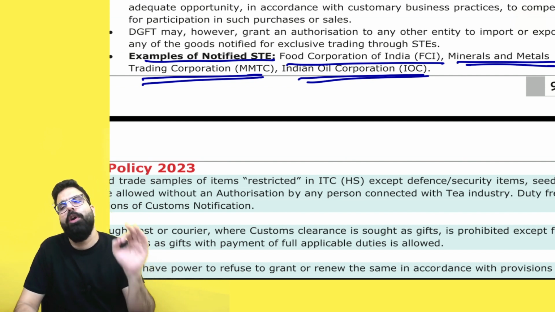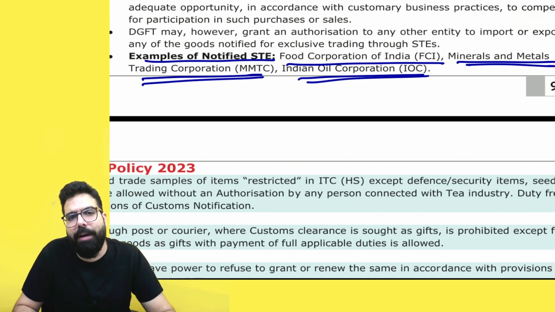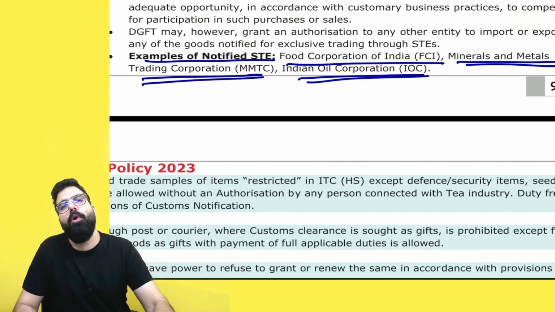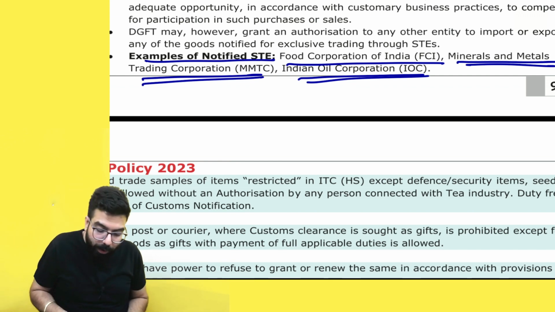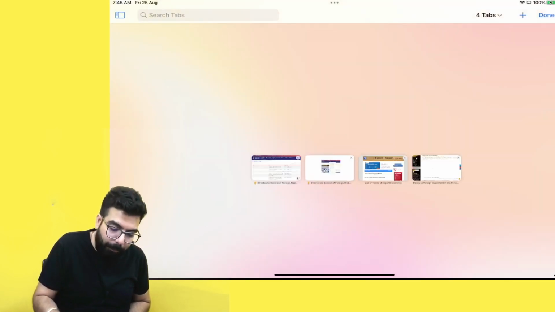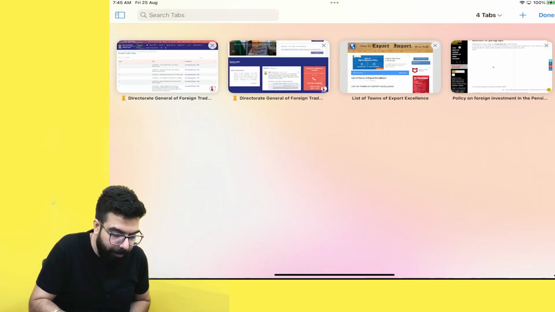So they have gone ahead and told that the government will notify state trading enterprises, and whenever you want to import and export certain items which are specifically told... Sir, which are the goods which are specifically told that you can import or export only through state trading enterprises? One minute, I'll show you over here.